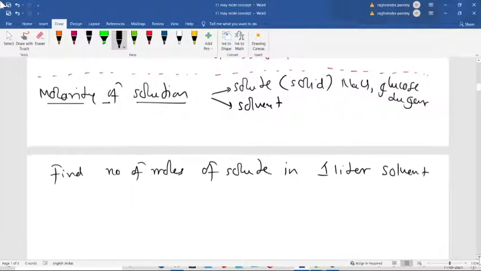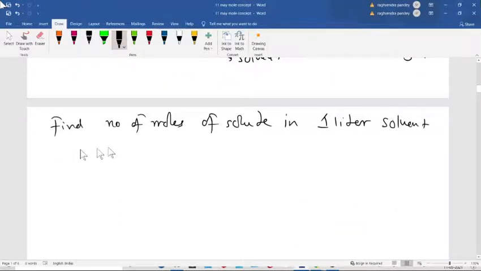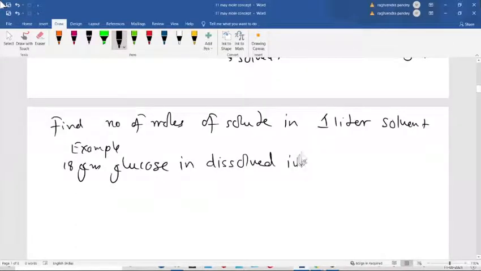Now let's take an example. Suppose 18 gram glucose is dissolved in 500 ml water. Glucose is solid, everybody knows, a powdered form. This is the solute and this is the solvent, so this is a solution. And we have to find the molarity of the same. Find the molarity of the solution.